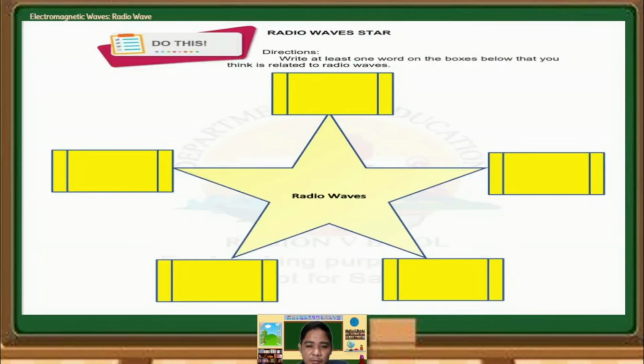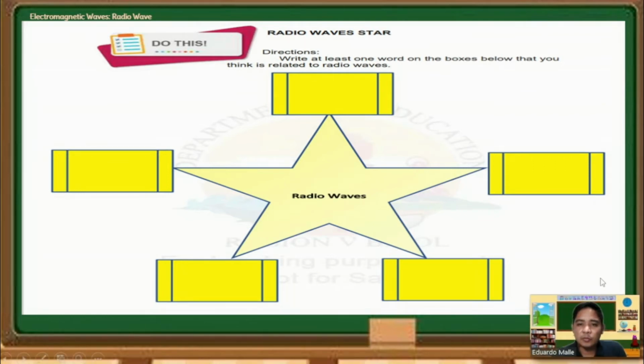Okay, let us now proceed to another activity. In this activity, you're going to write at least one word on the boxes below that you think is related to radio waves. Can you guess one? Okay, communication, that is related to radio waves. Any more words? Okay, satellite. Any more? Sound.